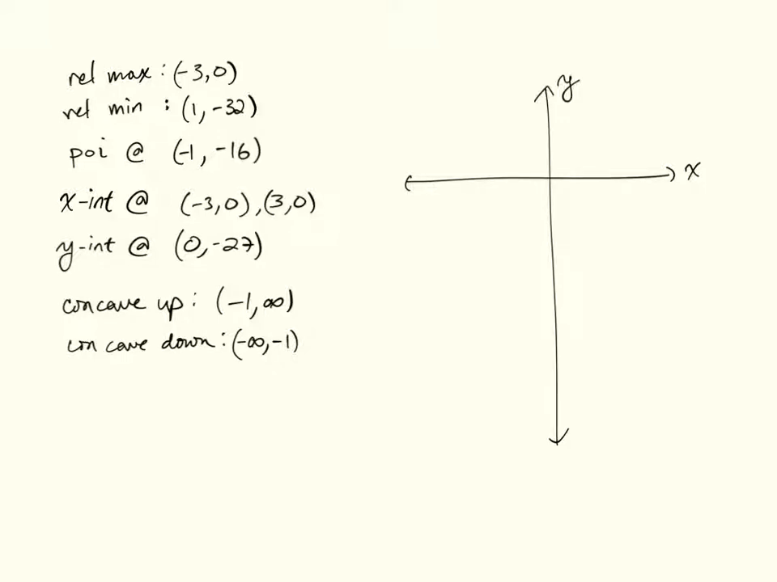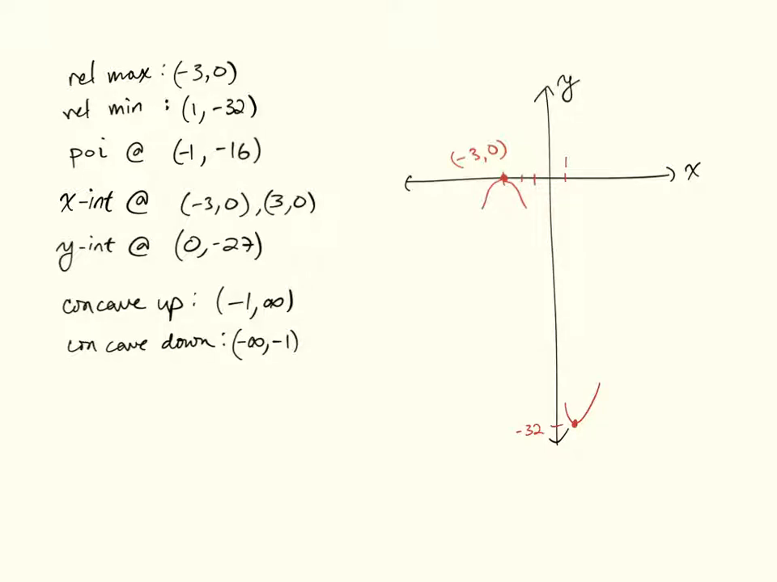There is a relative maximum at (-3, 0), so maybe like right there. We'll call this 1, 2, 3, -3, 0. It means the graph will top out here, so it looks like it's going to do something like this. And over here at (1, -32), something about right here. There's negative 32, there's 1. There is a relative minimum, which means it's going to bottom out right there.